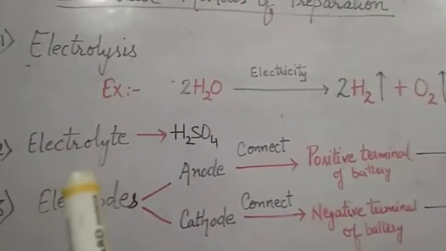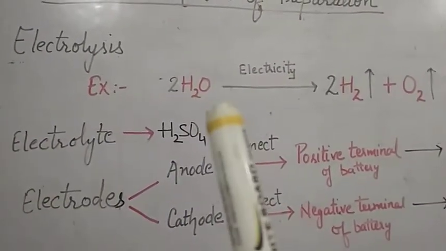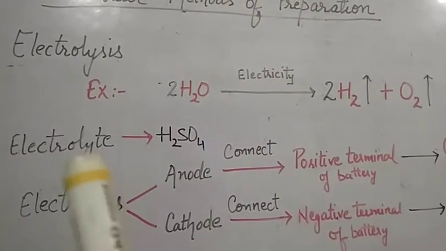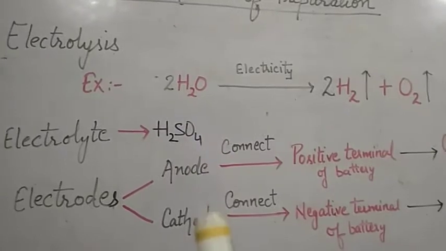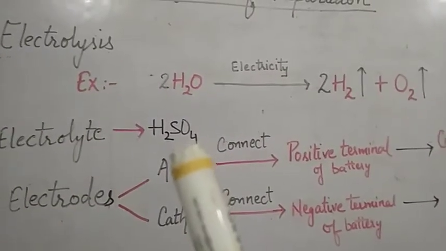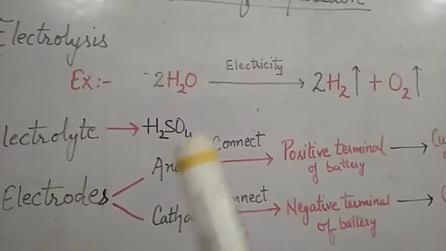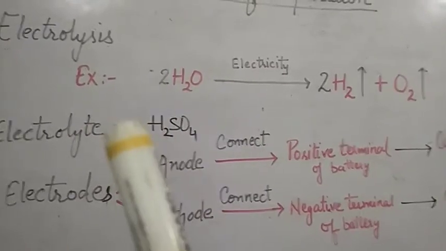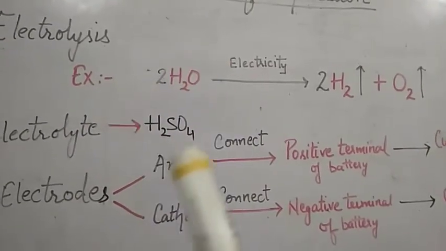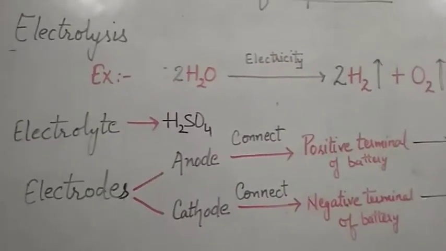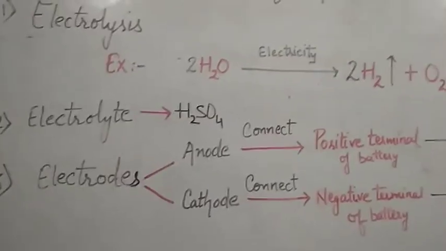Okay, now next is electrolyte. As we know, pure water is a weak electrolyte, so we require a strong electrolyte for the electrolysis. When we add a strong electrolyte such as sulfuric acid into pure water, it helps in the ionization of the water molecules because it is a strong electrolyte. Pure water is a weak electrolyte, so it can't split easily.